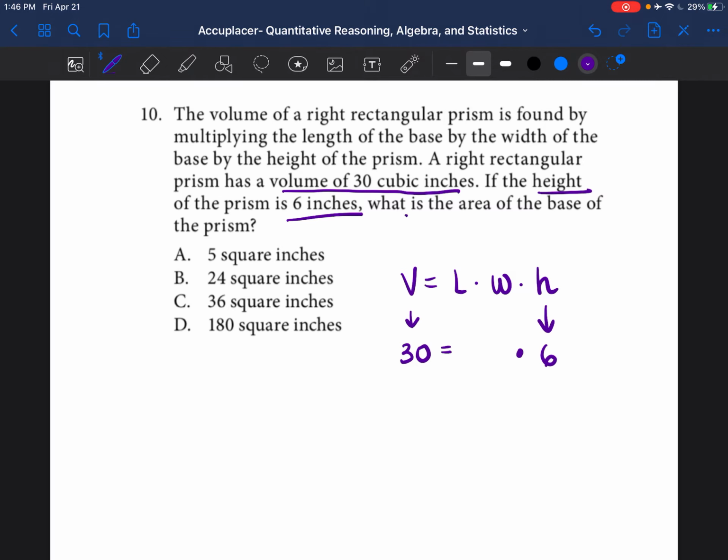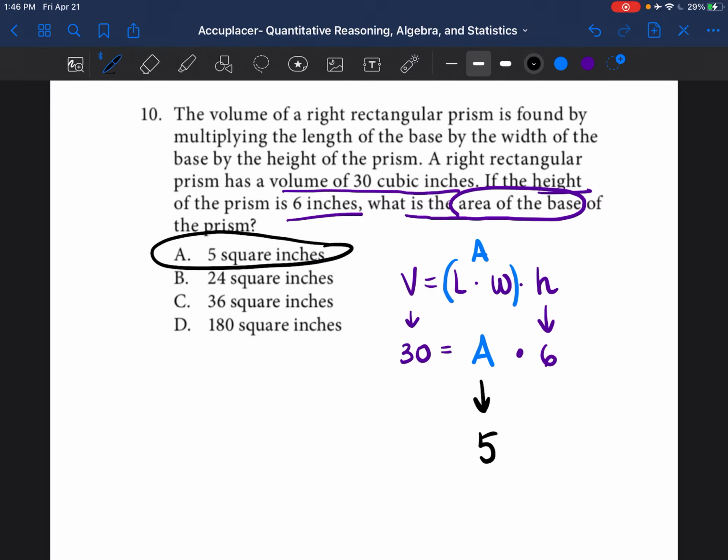And then it says, well, what is the area of the base? And so they're not saying what is the length or what is the width. They're asking for the area. Well, it's very simple. Length times the width is just equal to the area. So we're just going to write A for area here. So 30 is equal to area times 6. So what number times 6 is equal to 30? Very simply, the area would be 5. So our answer is going to be A, 5 square inches.